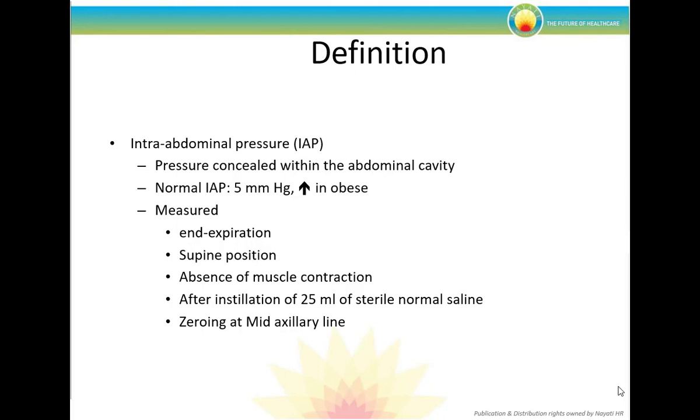So coming to the definition of intra-abdominal pressure, as I said earlier, it is the pressure concealed within the abdominal cavity. Normally it is around 5 to 7, but it depends on the body habitus of the patient, so in obese patients it can go high. It is measured at the end of expiration in a supine position when there are no muscle contractions, after instillation of about 25 ml of sterile normal saline, and we do zeroing at the level of the mid-axillary line. I'll discuss further how to measure intra-abdominal pressures in my next couple of slides.